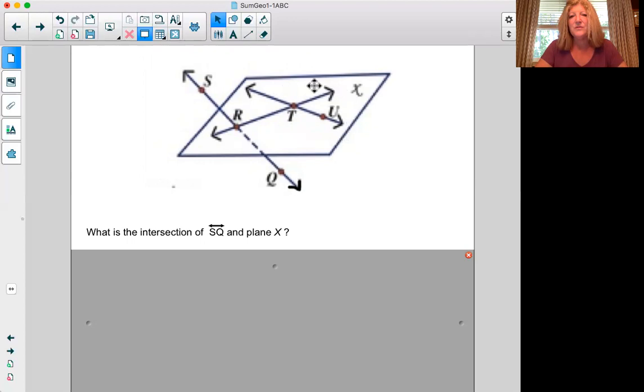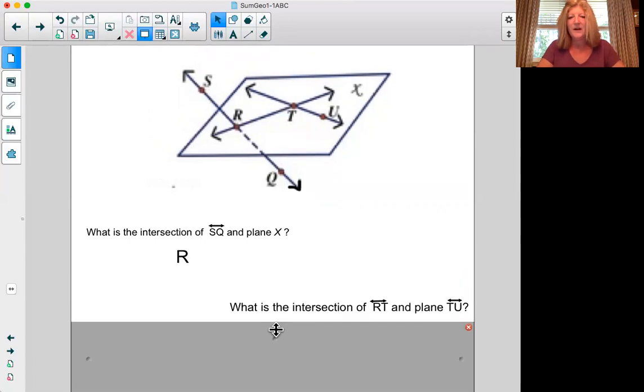This is a 3-dimensional drawing, so this is representing a plane, and this is representing a line that punctures the plane and then shoots out the bottom of that plane. So where do SQ and plane X intersect? Point R. All right, now pause the video and answer this question, and then press play for the answer. What is the intersection between RT, this line, and TU, this line? These 2 lines intersect in point T.